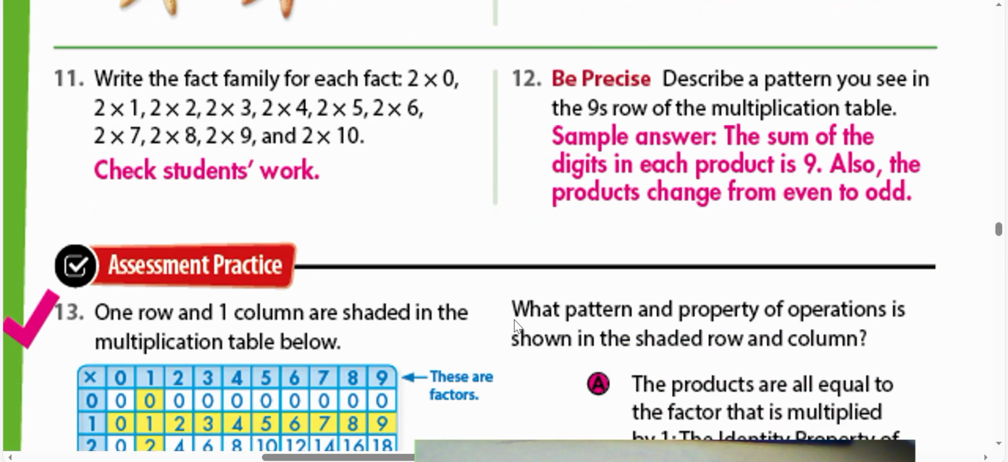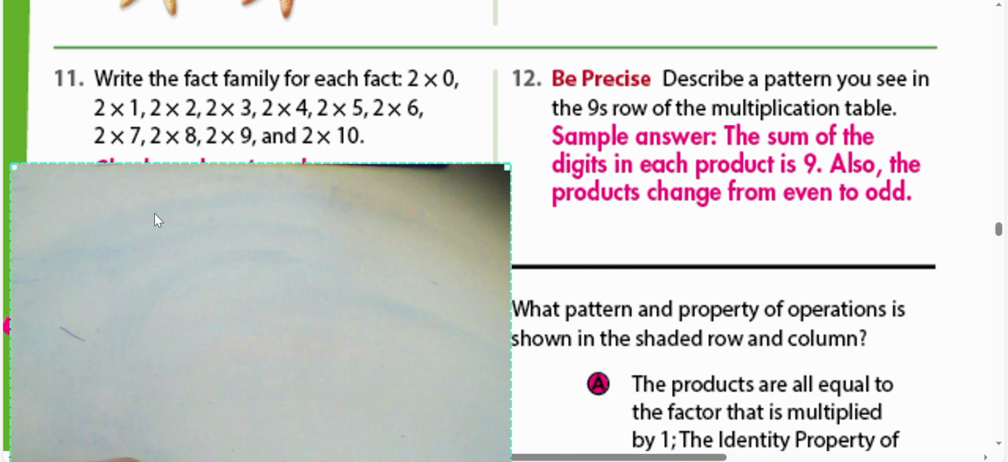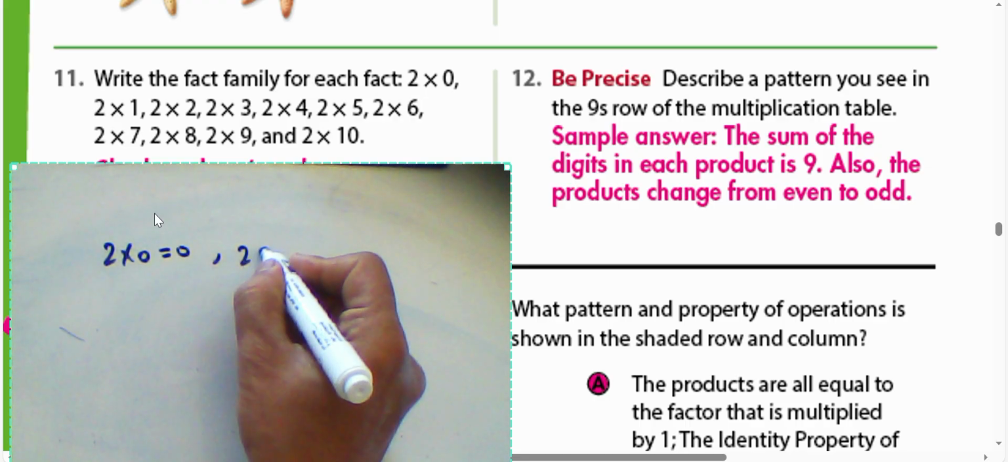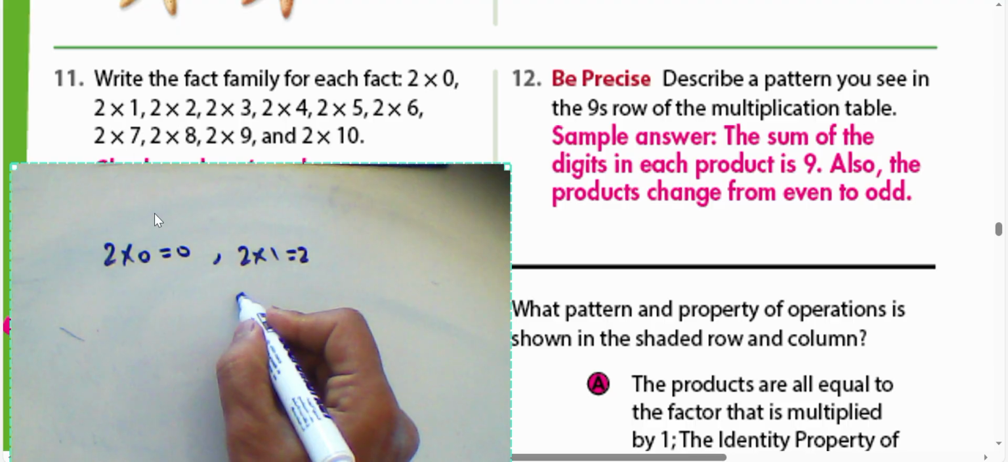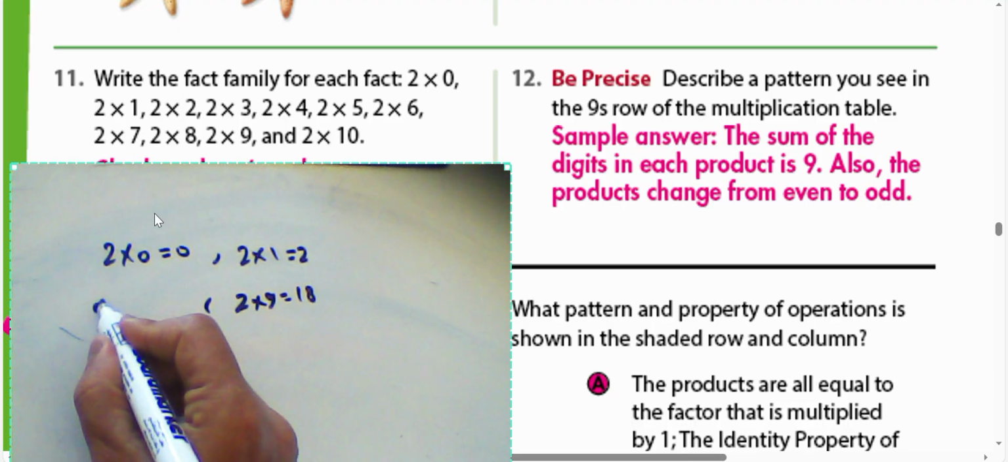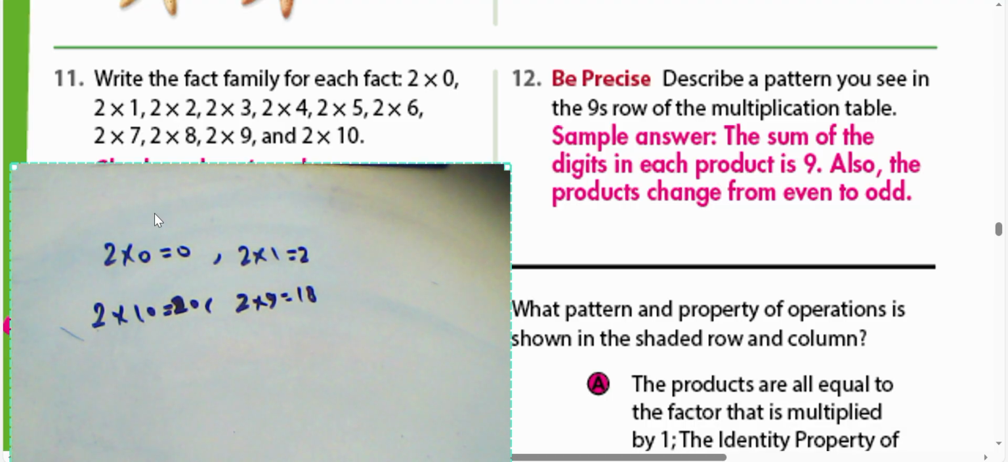Next, question number 11. Write the fact family for each fact. We can write the answer here by yourself. It's a very easy question. Give me the answer in this question. 2 times 0 equals 0, 2 times 1 equals 2, and 2 times 9 equals 18. You can find the steps to find the answer here. 2 times 10 equals 20. Okay, you can complete all questions.